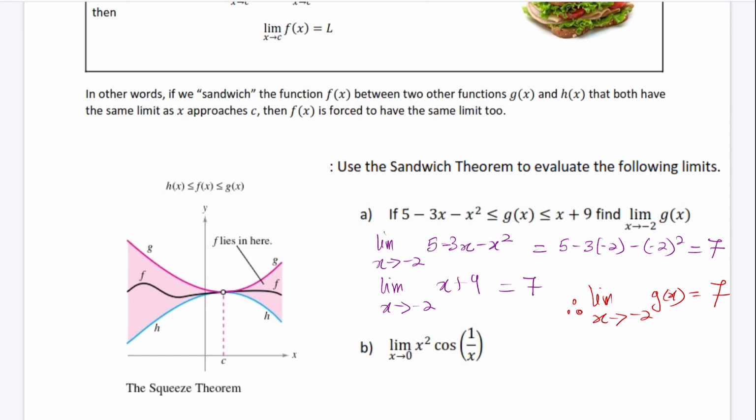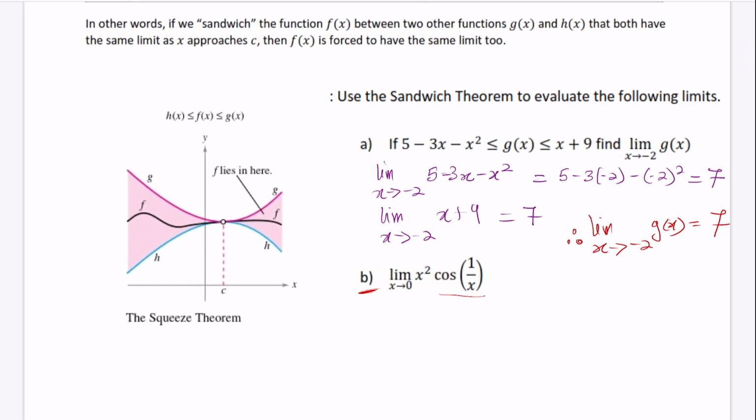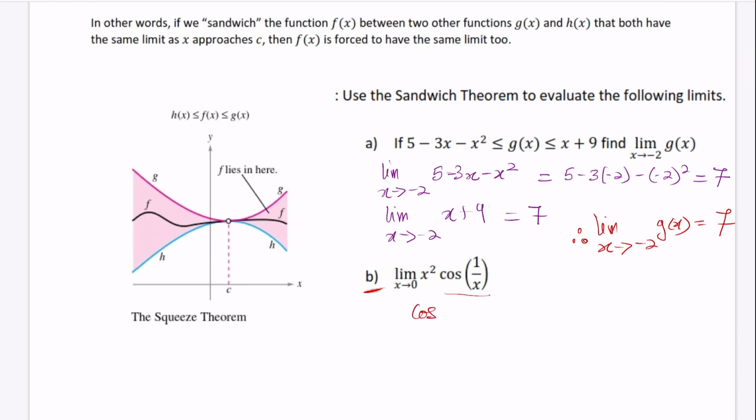So the question then arises, how do I know the top bread and the bottom bread function? It's easy to compute that. Let's do that with example number B. We know that this is a trigonometric function, and we know that cosine of any angle is always between negative 1 and 1. So in other words, the minimum for cosine is negative 1, and the maximum for cosine is positive 1.